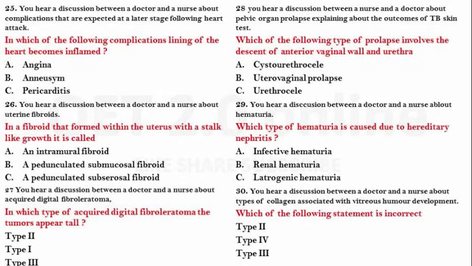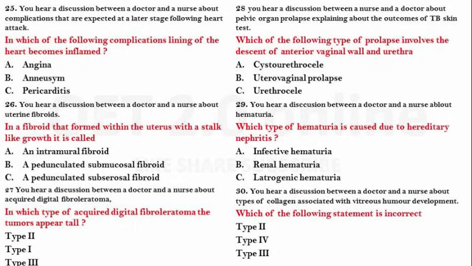Question 28. You hear a discussion between a doctor and a nurse about pelvic organ prolapse. Doctor, what is pelvic organ prolapse? Well, pelvic organ prolapse refers to the condition in which one or more of the pelvic organs suffers descent from their normal position in the pelvis. It may be congenital or acquired defect or weakness in the normal pelvic supporting structures.